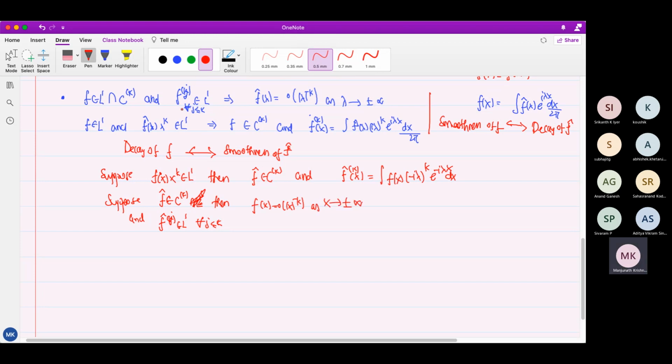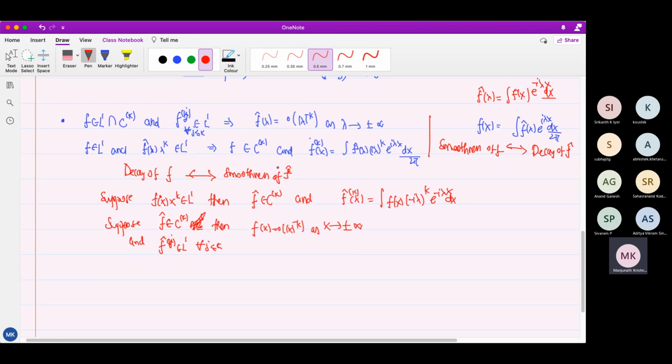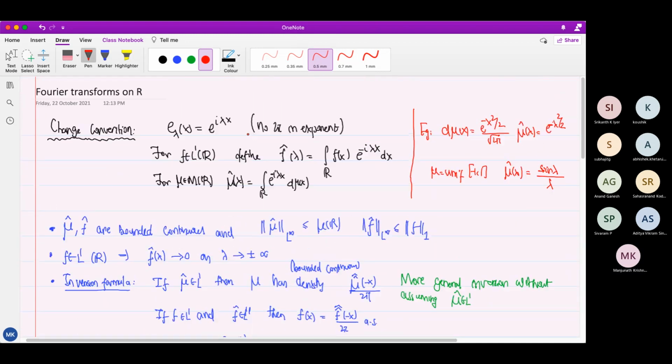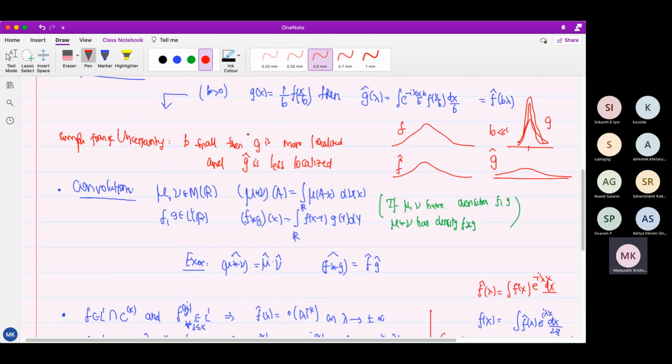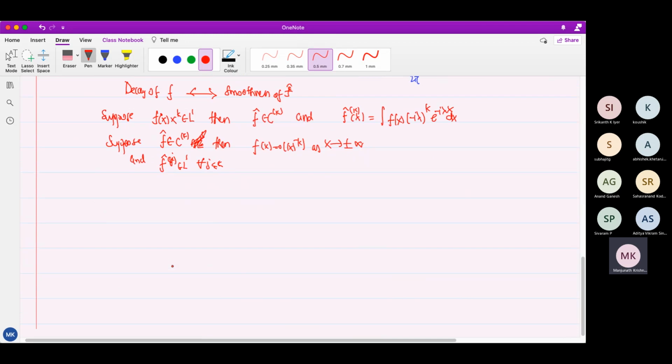Similar thing. Okay. Earlier I had just written f k is in L1. That may not be enough. I think you assume all the derivatives are in L1 because I was doing it inductively, right? So I think maybe that is the better way to write it. Anyway, so both ways are true. Smoothness of f, decay of f hat, decay of f, smoothness of f hat are all related. Any questions so far? So I repeated some of what I had done last time, along with two new things, these transformations and convolutions.